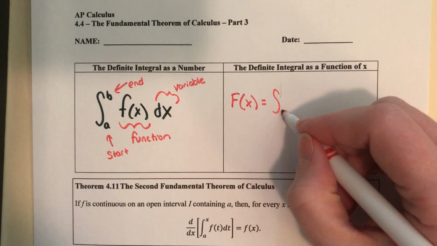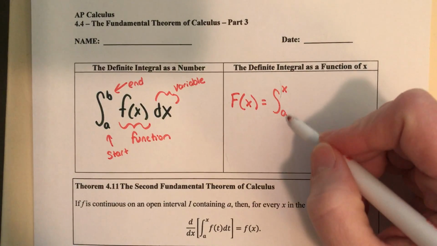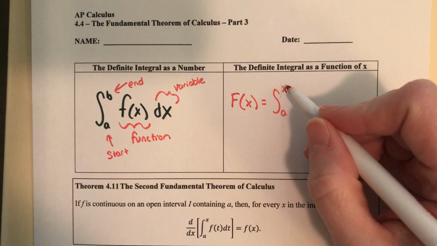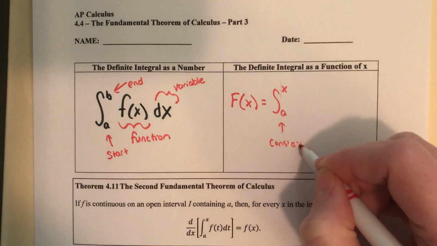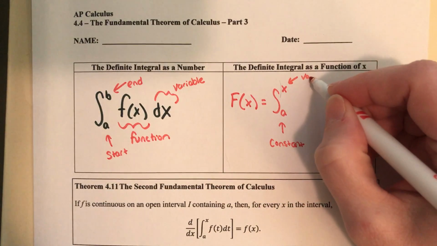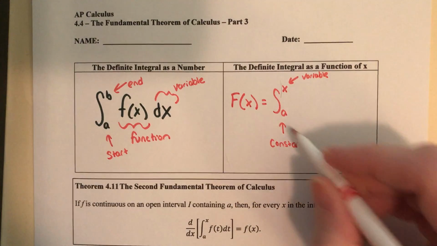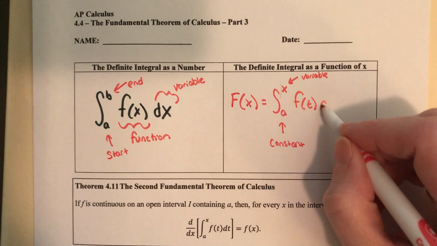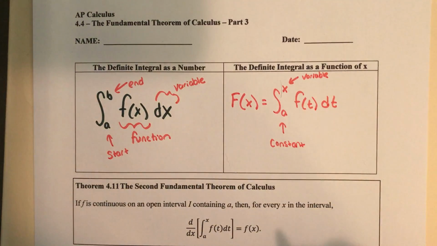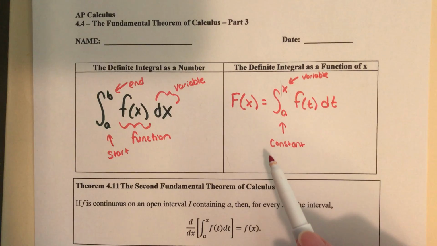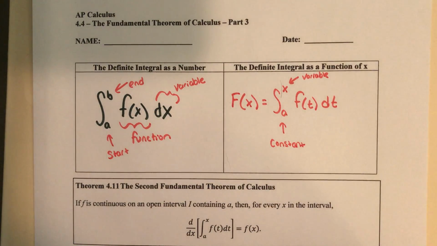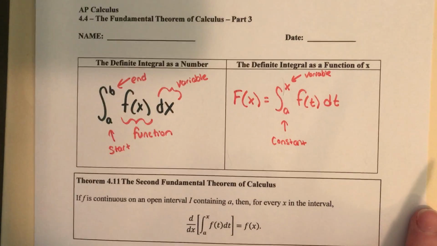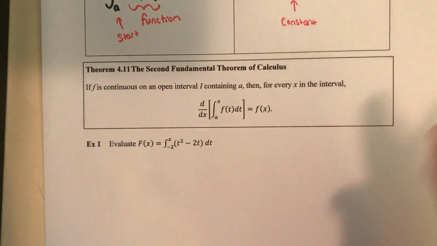So sometimes you'll see, instead of a and b, you might see a variable up here. So a might be a constant, and up top you might see a variable. And then you'll have your function. I'm going to use t instead of x just so we don't confuse the two variables. dt. So what you're going to do is you're basically going to solve just like normal. You're going to take the integral and then you're going to evaluate top minus bottom. So we're going to practice that a couple times here. And this is called the second fundamental theorem of calculus.